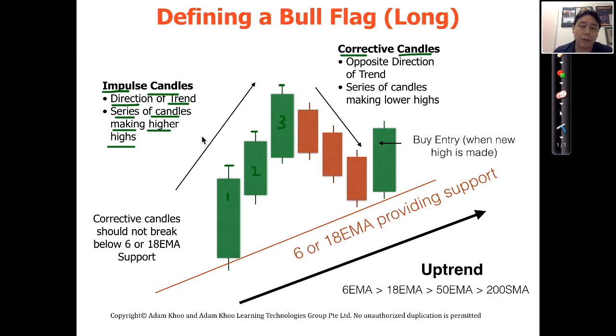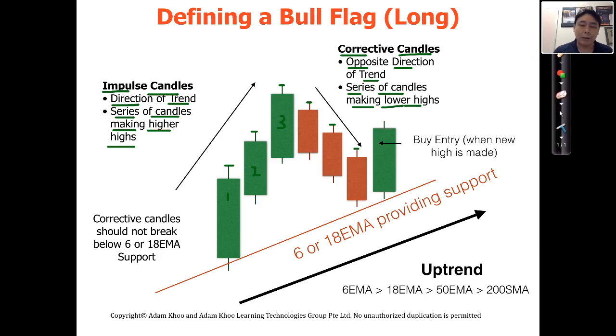So after the series of impulsive candles, we're then looking for the corrective candles. The corrective candles are candles moving in the opposite direction of the trend. In this case, the trend is going up and the corrective candles are coming down, so it's making lower highs. You can see a series of candles making lower highs. This high, this high, this high is making lower highs. So this is what we call a bull flag pattern.